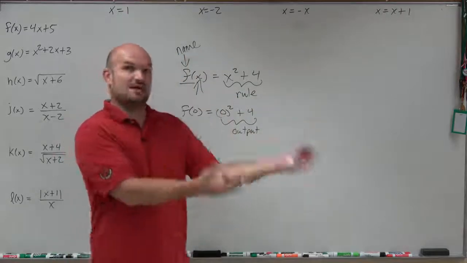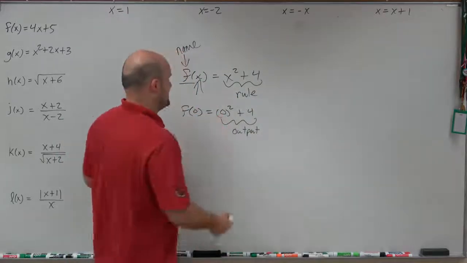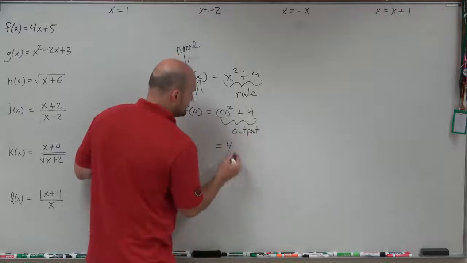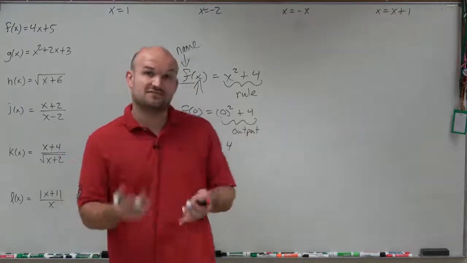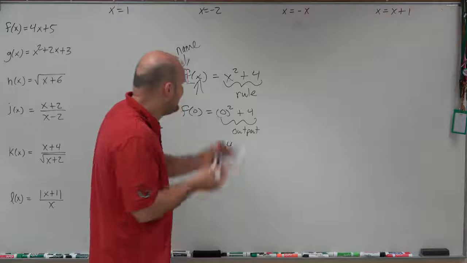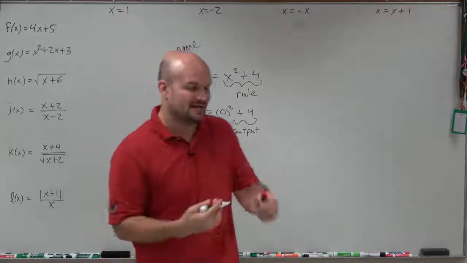So for right now, it's the rule. But if we want to evaluate by putting in a value, we can get the output, which in this case would be equal to 4. The output is 4 when the input is 0. And that's where it gets into cases.